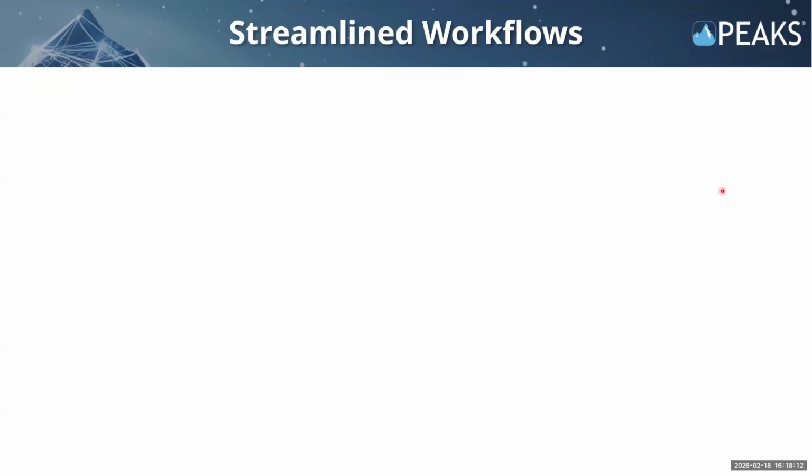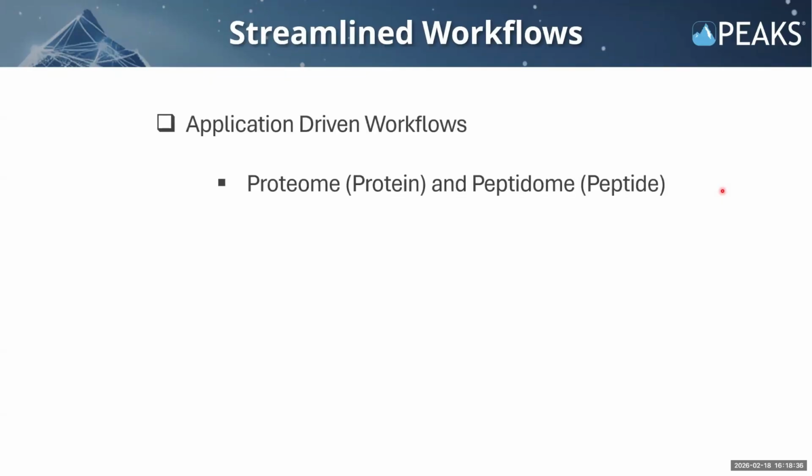So jumping into the streamlined workflows, Peaks Online shares the same algorithms as Peaks Studio, except we've just optimized it to specifically handle large-scale studies. So users can actually customize their analysis workflow, selecting which steps to run and adding or modifying the steps really at any point. So we do have two main application-driven workflows. We have our Proteome workflow, which is essentially searching for what proteins are found in the sample. And we have our Peptidome workflow, which is searching for what peptides are found in the sample.